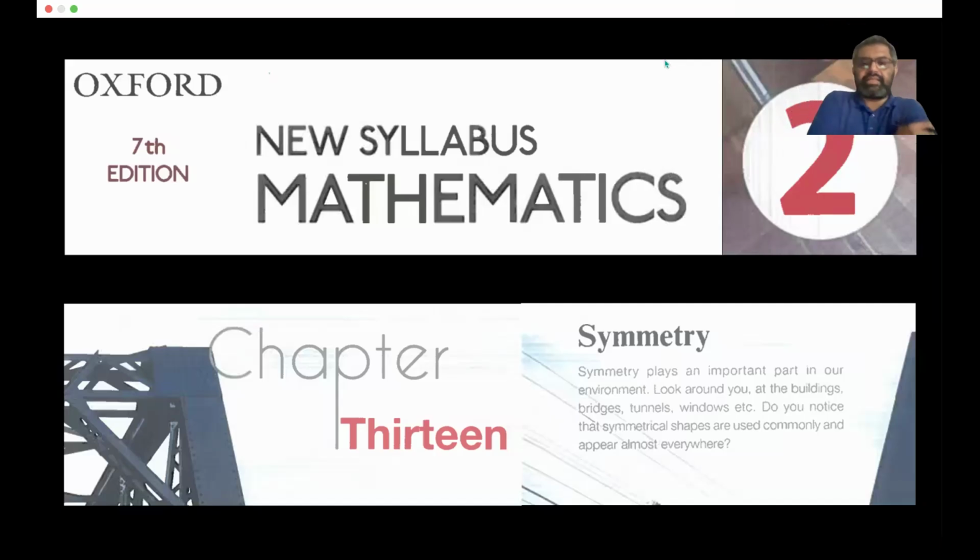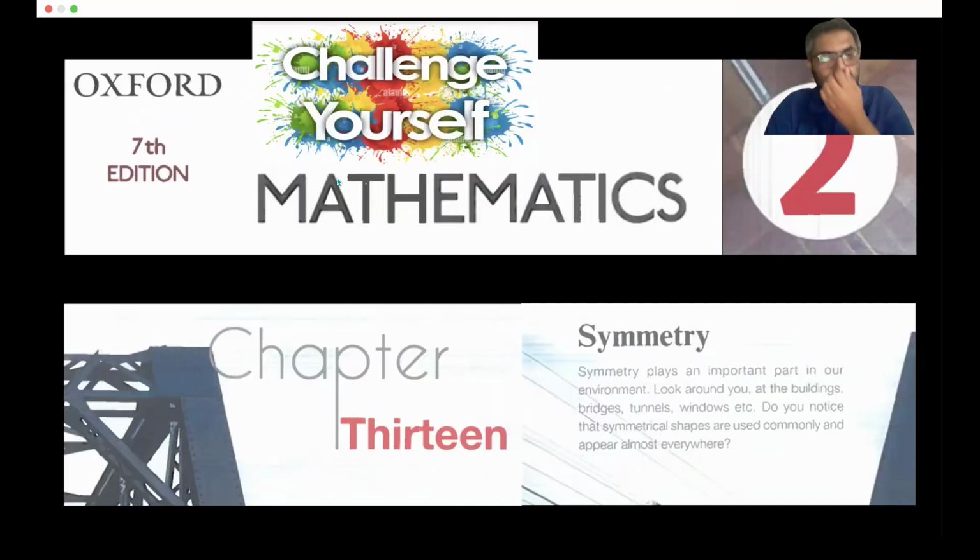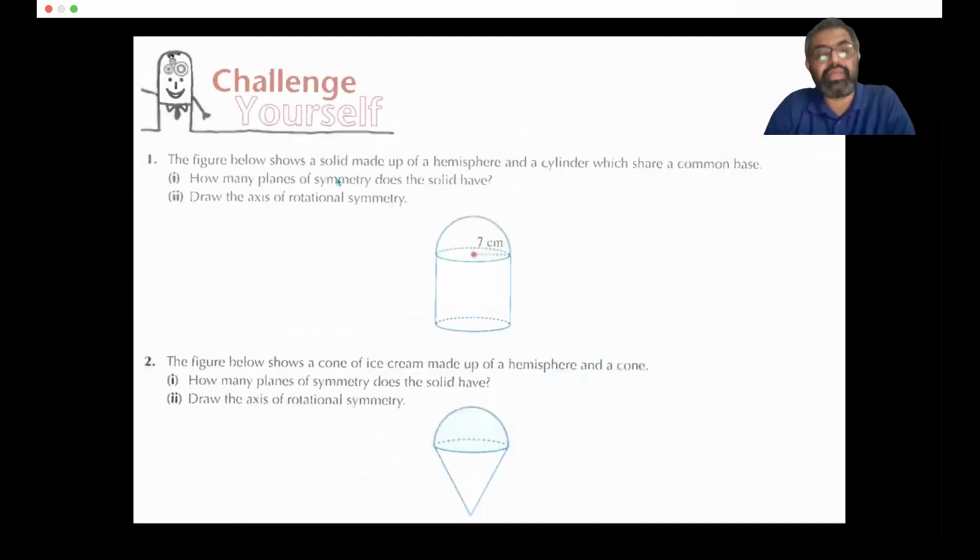D2 Mathematics, Chapter 13, it's about symmetry of shapes. So let's do Challenge Yourself of Chapter 13. We are given two problems over here. Both problems have the same task to do: how many planes of symmetry are there for this 3D shape?